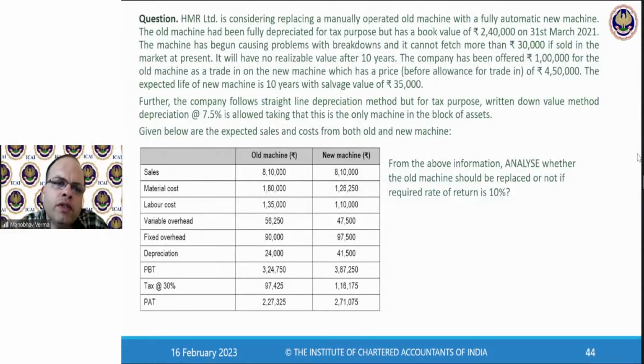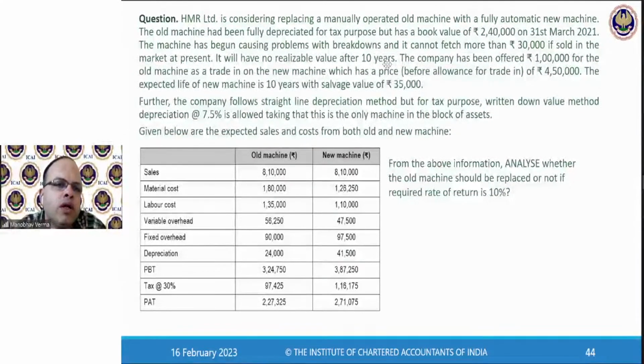Now, we're talking about further: the company follows the straight line depreciation method. I think WDV made our work a little heavier earlier. Written down value method depreciation at 7.5% is allowed, taking only the machine in the block of assets. So the company follows the straight line depreciation method, but for tax purposes, we're saying WDV. That means probably the tax sheet will still be on WDV basis.